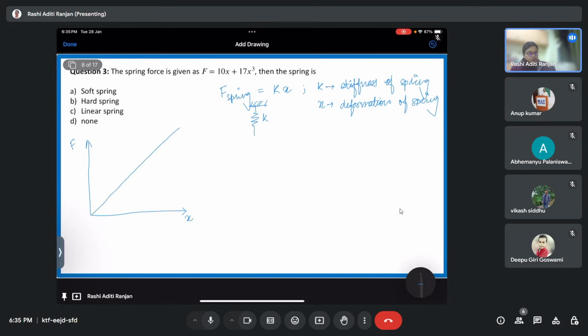This, and the slope will be equal to K, which is the stiffness of the spring. So we see that there is a linear relation between the spring force and the elongation or deformation x, right? So this is the case of a linear spring.